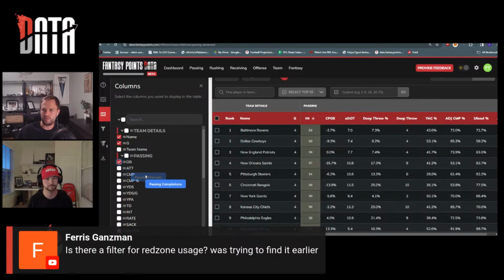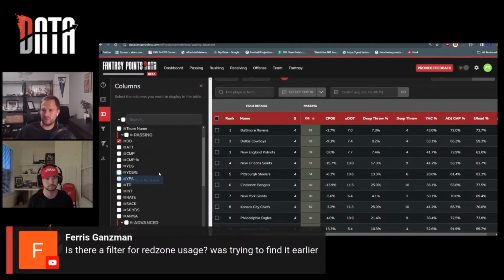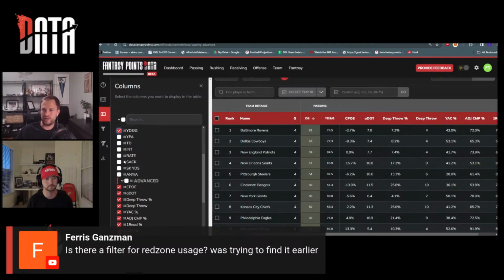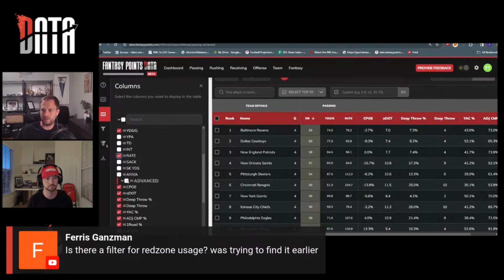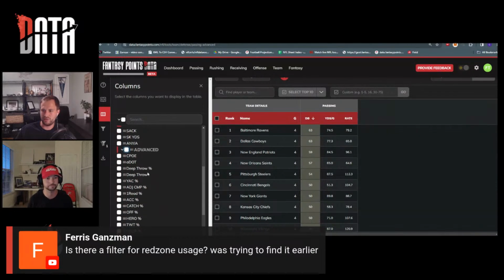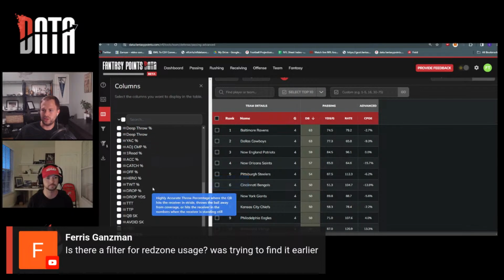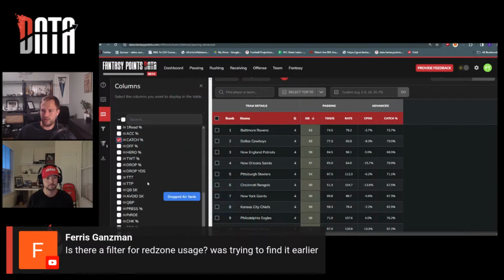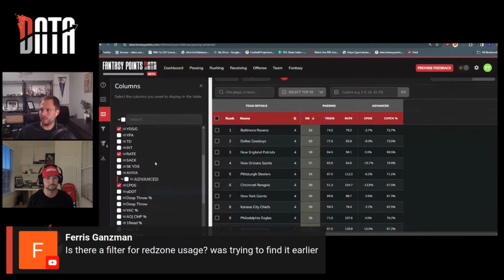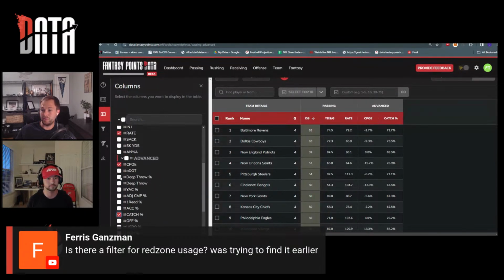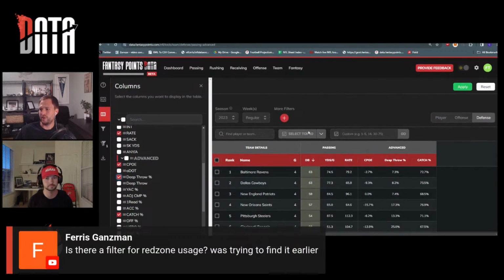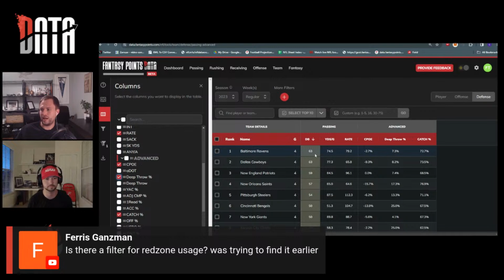So let's say I just want to see dropbacks. I want to see how many yards per game they're giving up. Let's look at the passer rating they're giving up, and then we can do some advanced stuff like completion percentage over expectation, catchable ball rate, deep throw percentage. So now we can just see, all right, the Ravens play a lot of man. They're giving up about 74 yards per game in man, 79 passer rating.